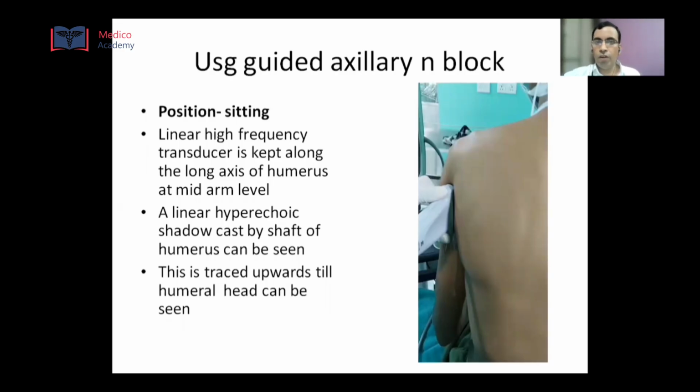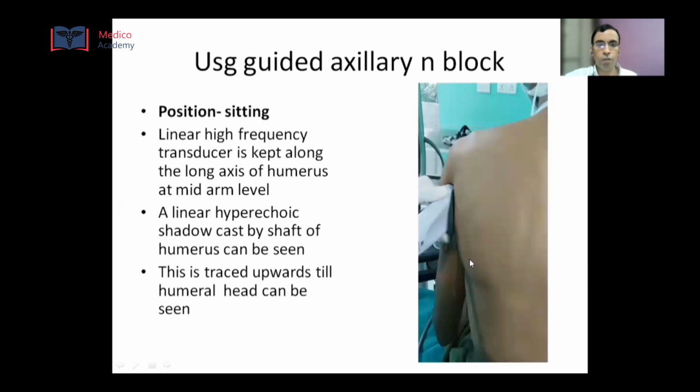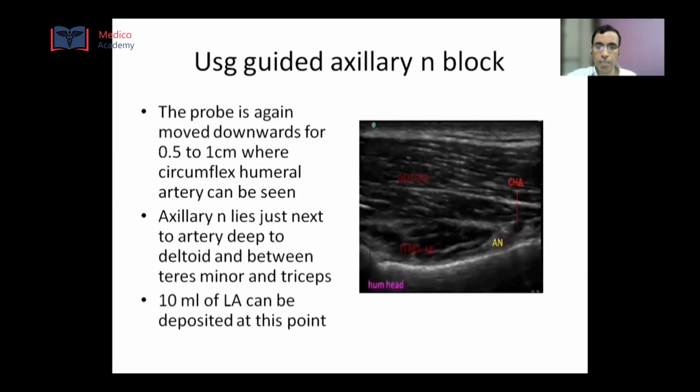While taking the help of ultrasound for giving axillary nerve block, the patient is again placed sitting. A linear high-frequency transducer is kept along the long axis of the humerus at mid-arm level. A linear hyperechoic shadow is cast by the shaft of humerus. This shadow is then traced upwards towards the head of the humerus, when the humeral head can be seen.